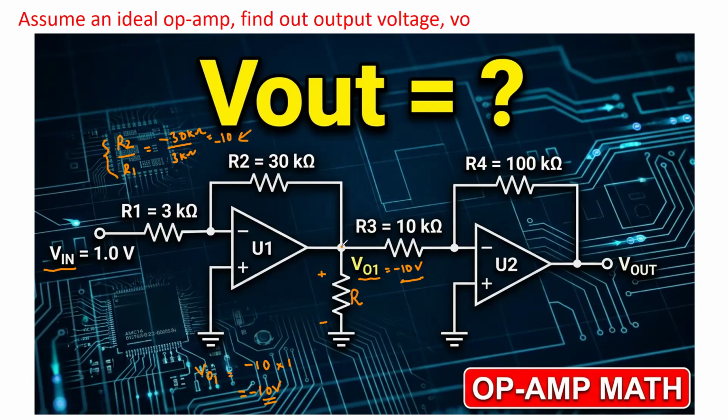Now, this voltage of VO1 becomes an input voltage to the second inverting amplifier. The first one is also an inverting amplifier. That's why we are getting the value of minus 10 volt as output here. Now, this VO1 becomes input to the stage U2. Again, if we closely see, this amplifier is configured as an inverting operational amplifier with a closed loop gain set by the ratio of two resistors R4 and R3.